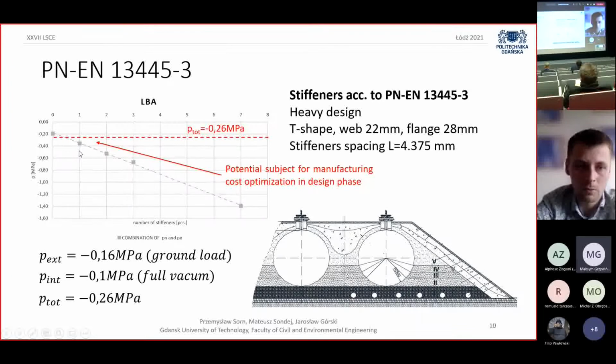And from our analysis, we see that the number of stiffeners needed in this kind of situation, with this load value, is one stiffener. But for some reason, the standard applies much more. This is a potential future subject for manufacturing cost optimization in the design phase. We need to analyze it clearly and see why the standard proposes so many stiffeners.